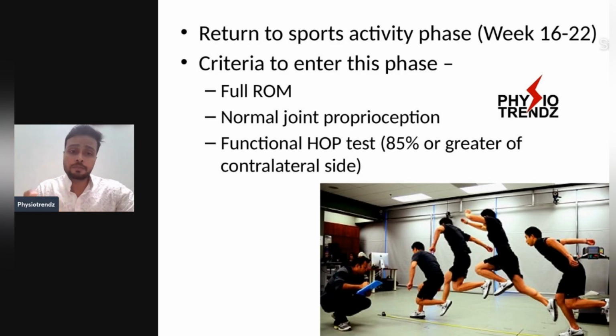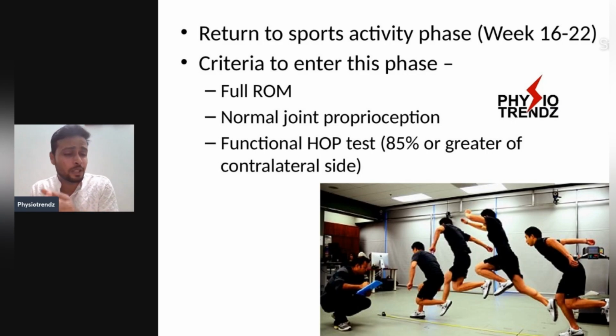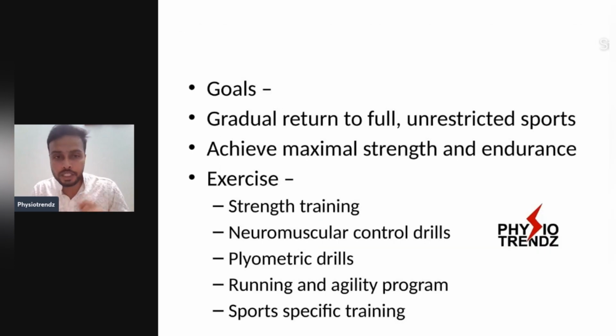Here the criteria are full range of motion, normal joint proprioception, and a functional hop test at least 85% or greater of the contralateral side. Goals here are gradual return to full unrestricted sports, and achieving maximal strength and endurance. This is the stage from where we can see that particular player, athlete, back on the ground, back to the sports. In this case, we started the discussion with Rishabh Pant. So this is the time when we can tell that, okay, now Rishabh Pant will be back on the ground. And as you can see, it took at least 16 to 22 weeks, which if you calculate is around 4 to 6 months.